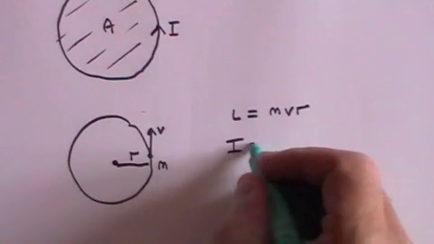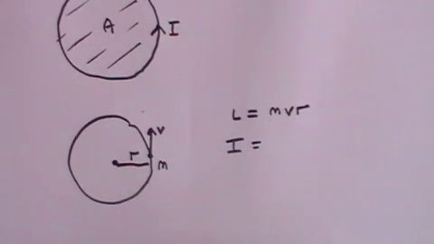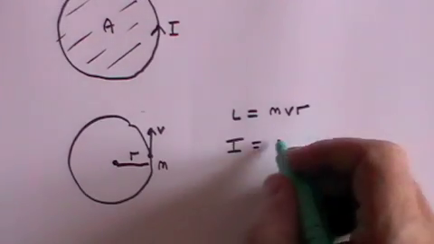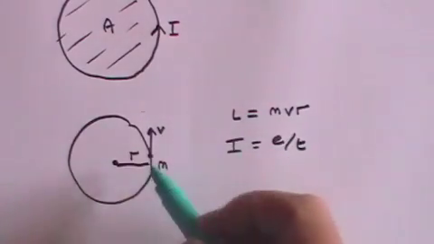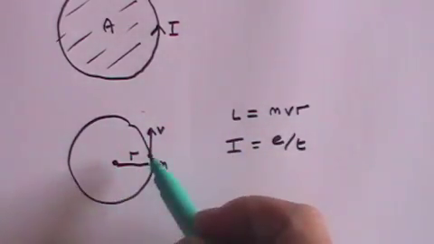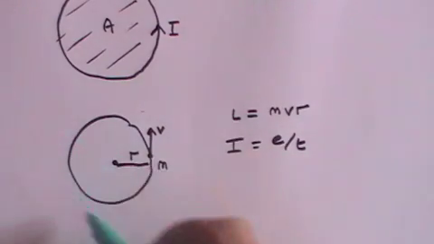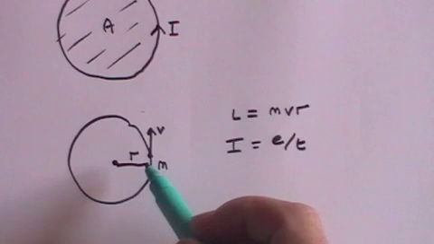The current is defined as charge divided by time. So that's going to be e, which is the charge on the electron, divided by the time, which is the time it takes for the electron to do 1 complete orbit, because every orbit it comes round again and you get more charge flowing.